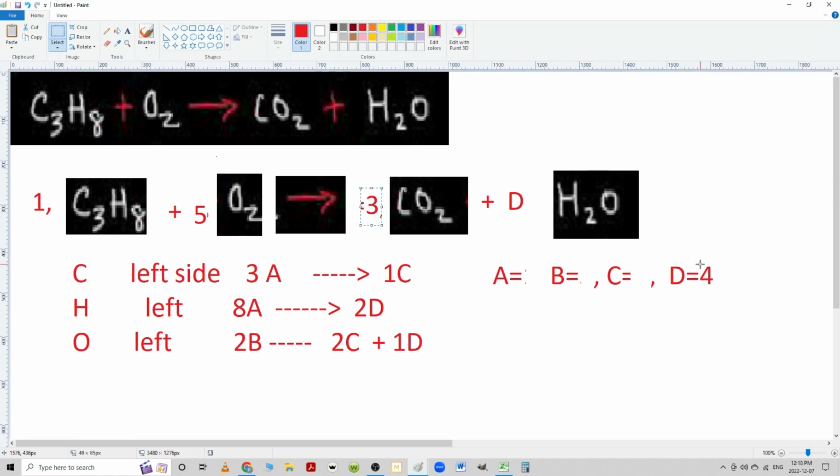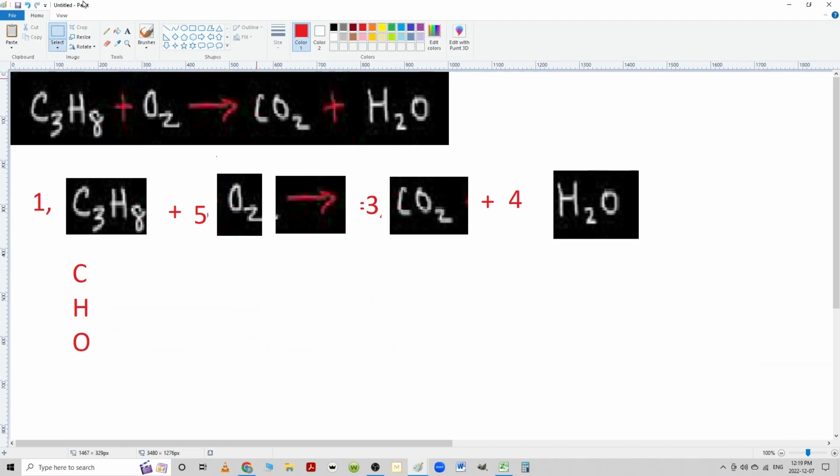And my D is 4. And if you add them all up just to make sure, you can do left side, right side again. If you get uncomfortable, just do it the first few times. There's 1, 3, so I got 3 on the left side. And how many do I have on the right?